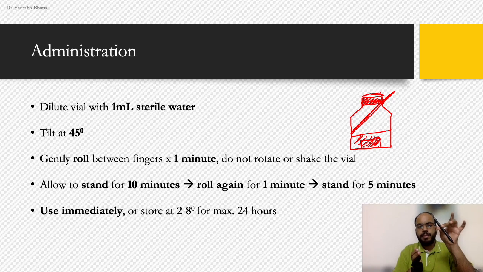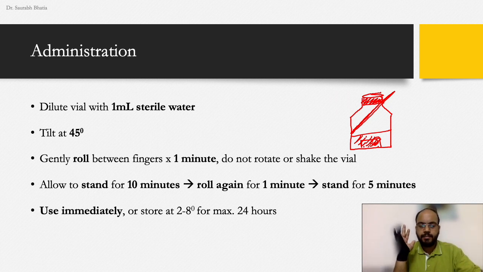So let's see, if this pen is the vial, you just roll it between fingers at 45 degrees for 1 minute. Do not rotate, do not shake the vial or you will destroy the protein molecule. After rolling it, you keep it aside and let it stand for 10 minutes. After 10 minutes, you roll it again for 1 minute and then let it stand for 5 minutes. After that, you use it immediately. If you are not able to use it immediately, you can keep it in refrigeration for 24 hours.